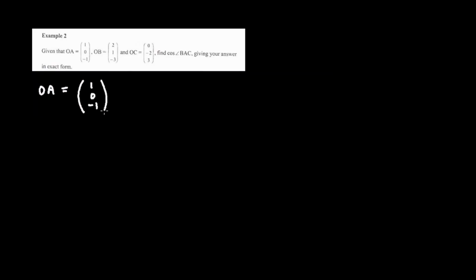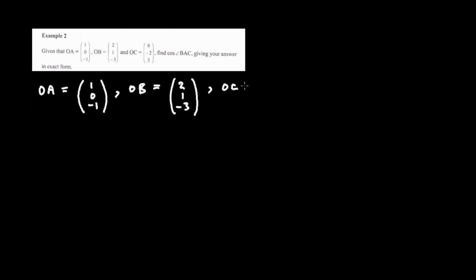In our second example, we are given that OA is equal to 1, 0, minus 1. OB is equal to 2, 1, minus 3.